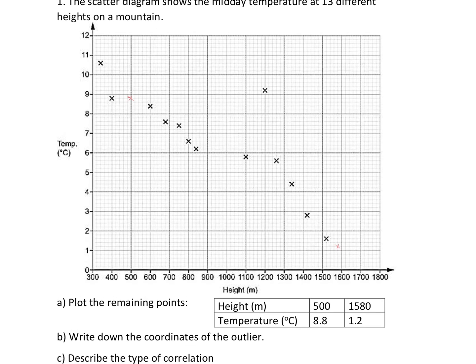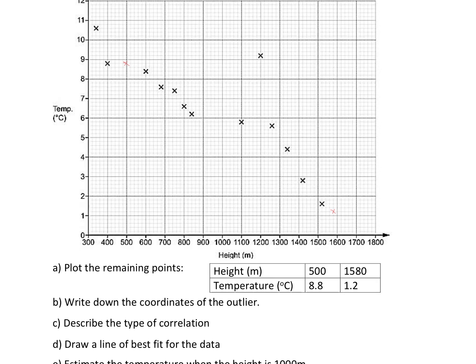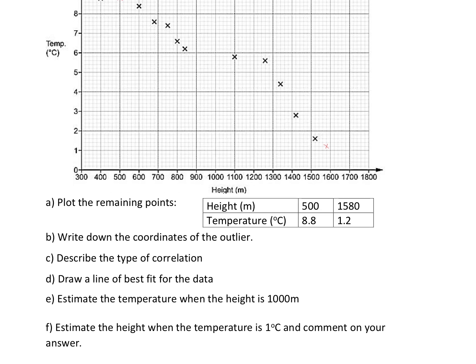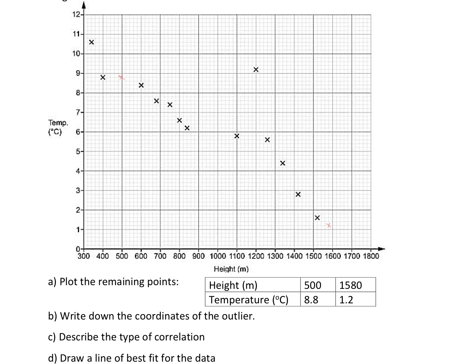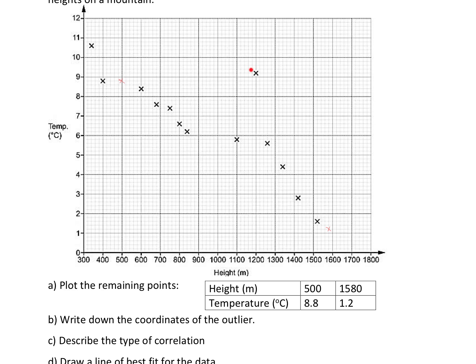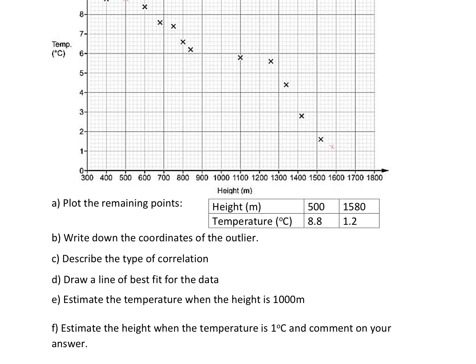Part B says write down the coordinates of the outlier. An outlier lies outside the range of the data, or is just not typical, and that is this one here. Its coordinates are 1200 and 9.2.